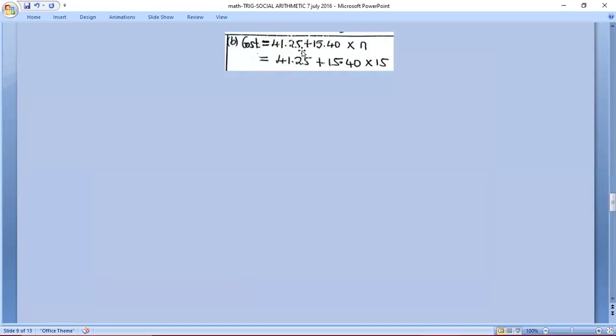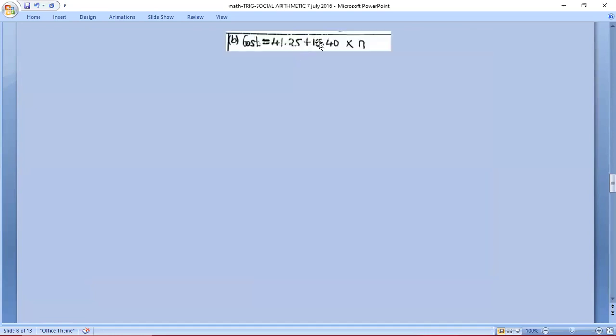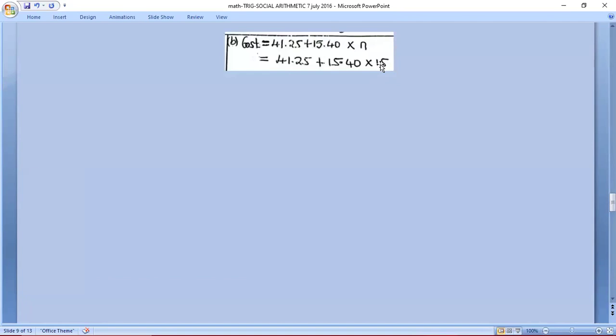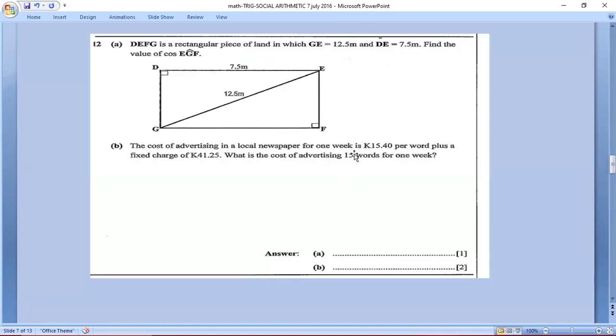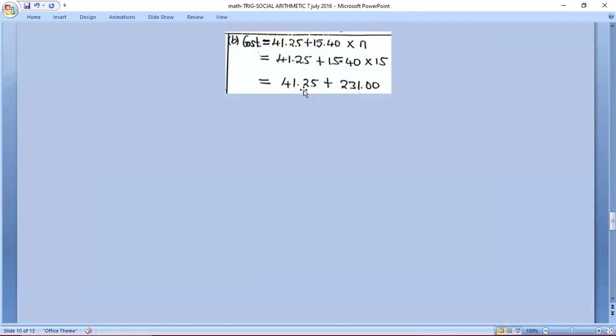So cost is equal to 41.25 plus the 15.40 multiplied by the number of words, which is n there, like I had mentioned, yeah, which is n. And then our n is 15 words because we are trying to calculate for 15 words. So just put your 15 there, and this you can work it out, you can multiply. So you need to be very good at multiplication for paper 1 because there's no calculator. So you multiply that, give you 231.00. Okay, that's what it gives you.